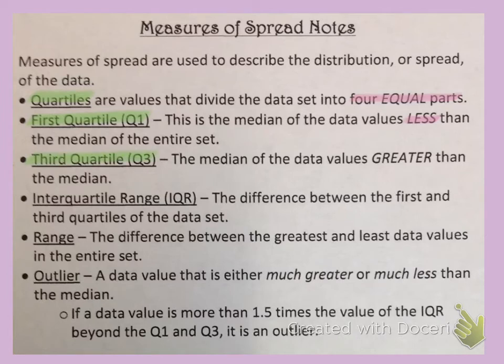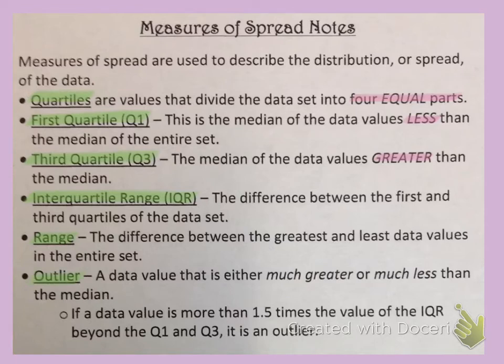The third quartile, or Q3, is the median of the data values greater than the median of the entire set. The interquartile range, or IQR, is the difference between the first and third quartiles of the data set. The range is the difference between the greatest and least data values in the entire set.